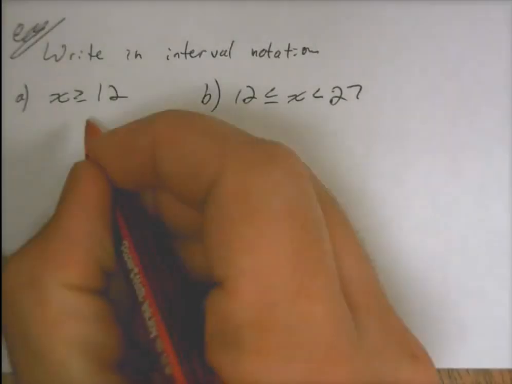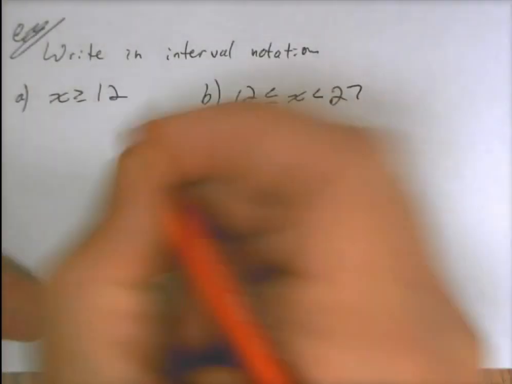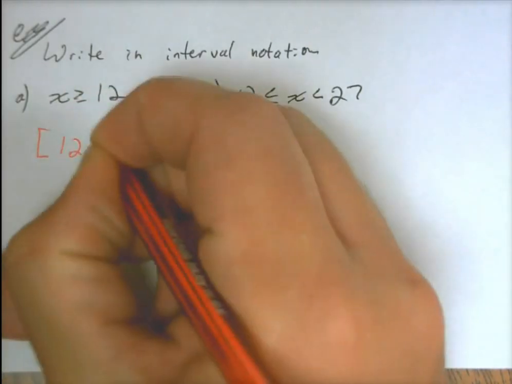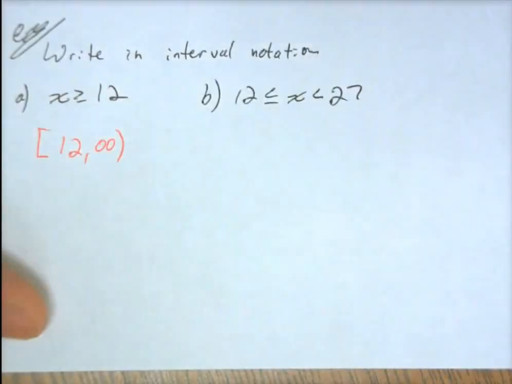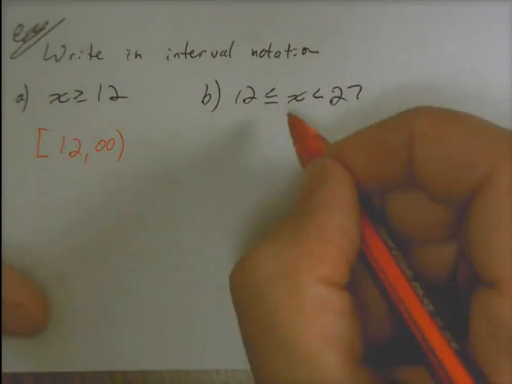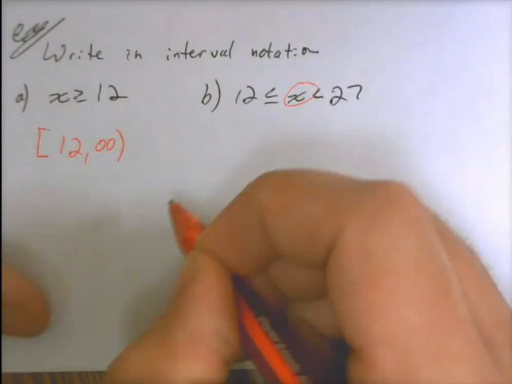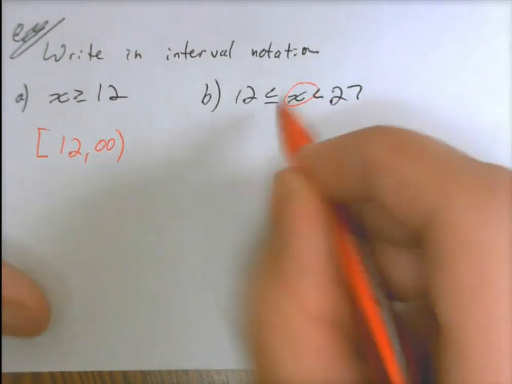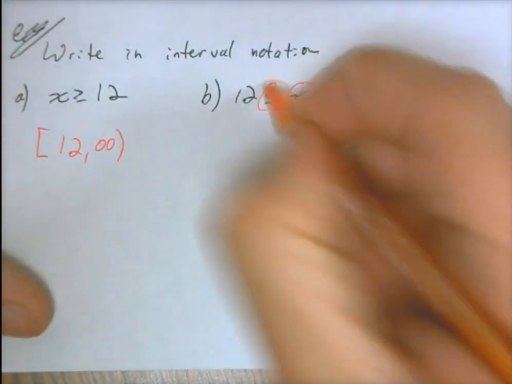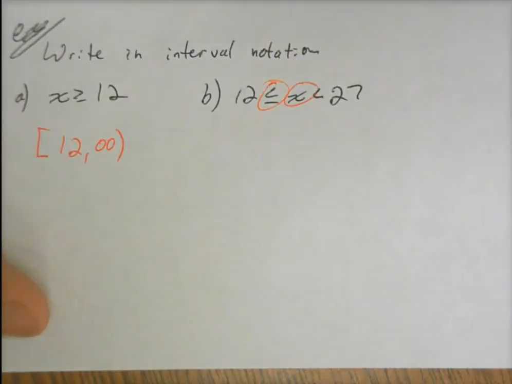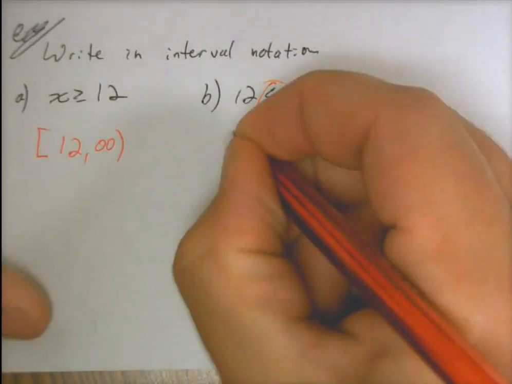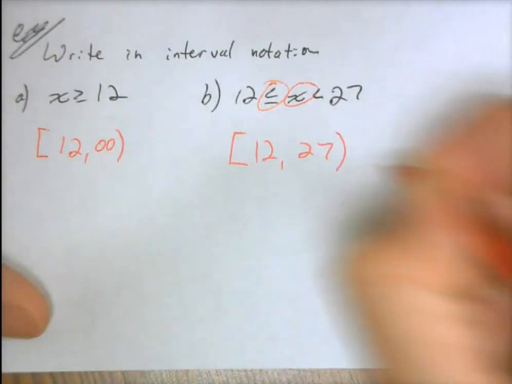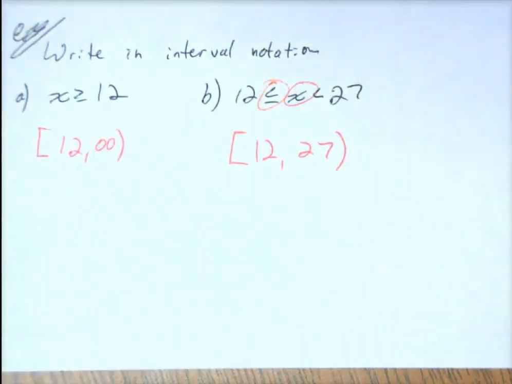So this one, again, interval notation. x is greater than or equal to 12. So I have a bracket. It is everything bigger than 12, so from 12 to infinity. This one I have x is greater than or equal to 12 and less than 27. So it is everything between 12 and 27. Notice here I have greater than or equal to that 12. So I will go from 12, where the 12 is inclusive, to 27.